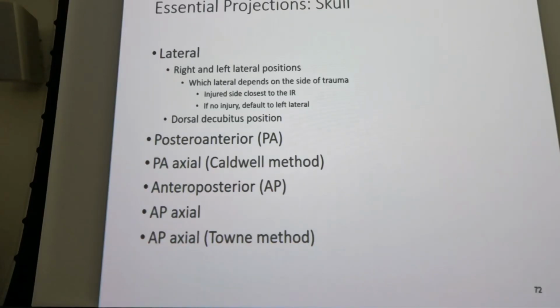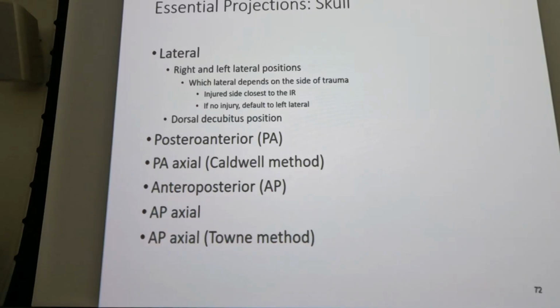All right, so sometimes your lateral is going to be cross-table lateral. Again, in a trauma situation, you're going to shoot cross-table lateral. We've got PA. Anything we can do PA, we can do AP. So we're going to do PA and AP, and our positioning is going to be identical on both of those. Then we're going to have a PA axial, which is a Caldwell method, and we're going to have an AP axial, which is a Towne method. Again, anything we can do PA, we can do AP.